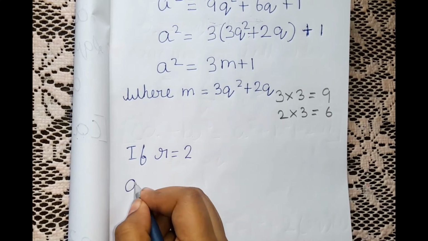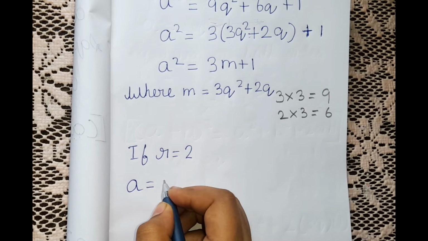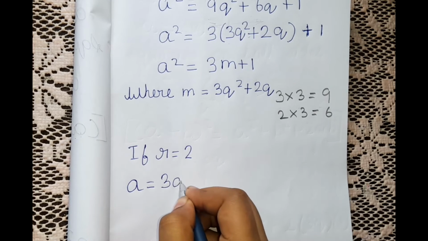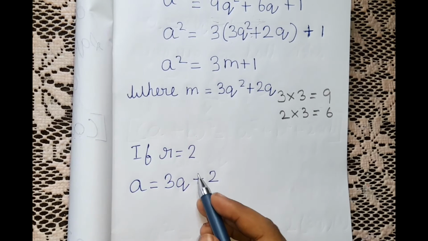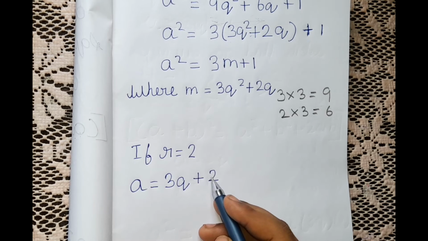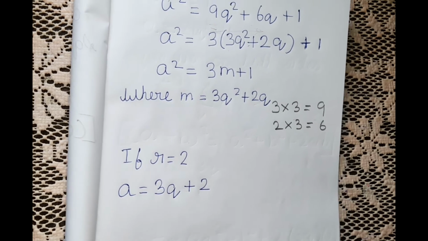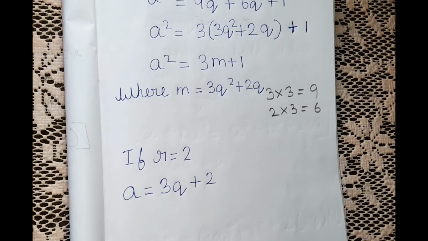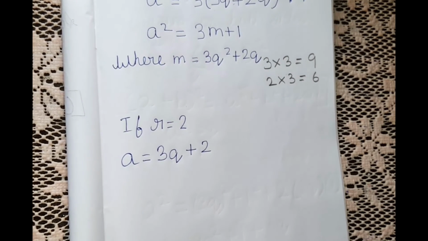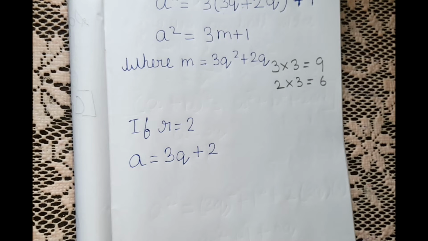Then let's write a is equal to, in b place I wrote 3 into q plus in r place I am going to be writing 2, because the r value here is 2. Now let's square it, okay? Remember this. We are doing the same step, but the numbers are different. So now let's square it.